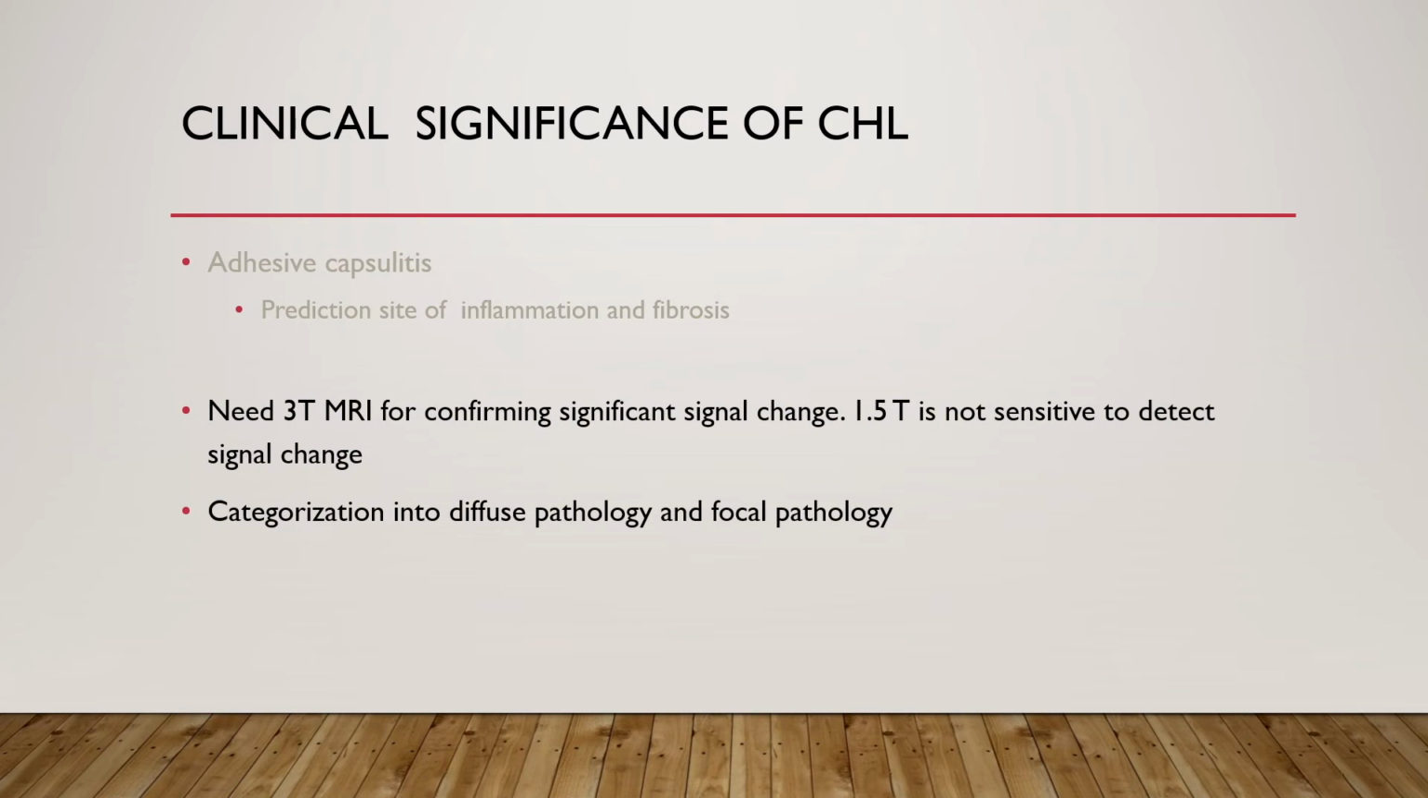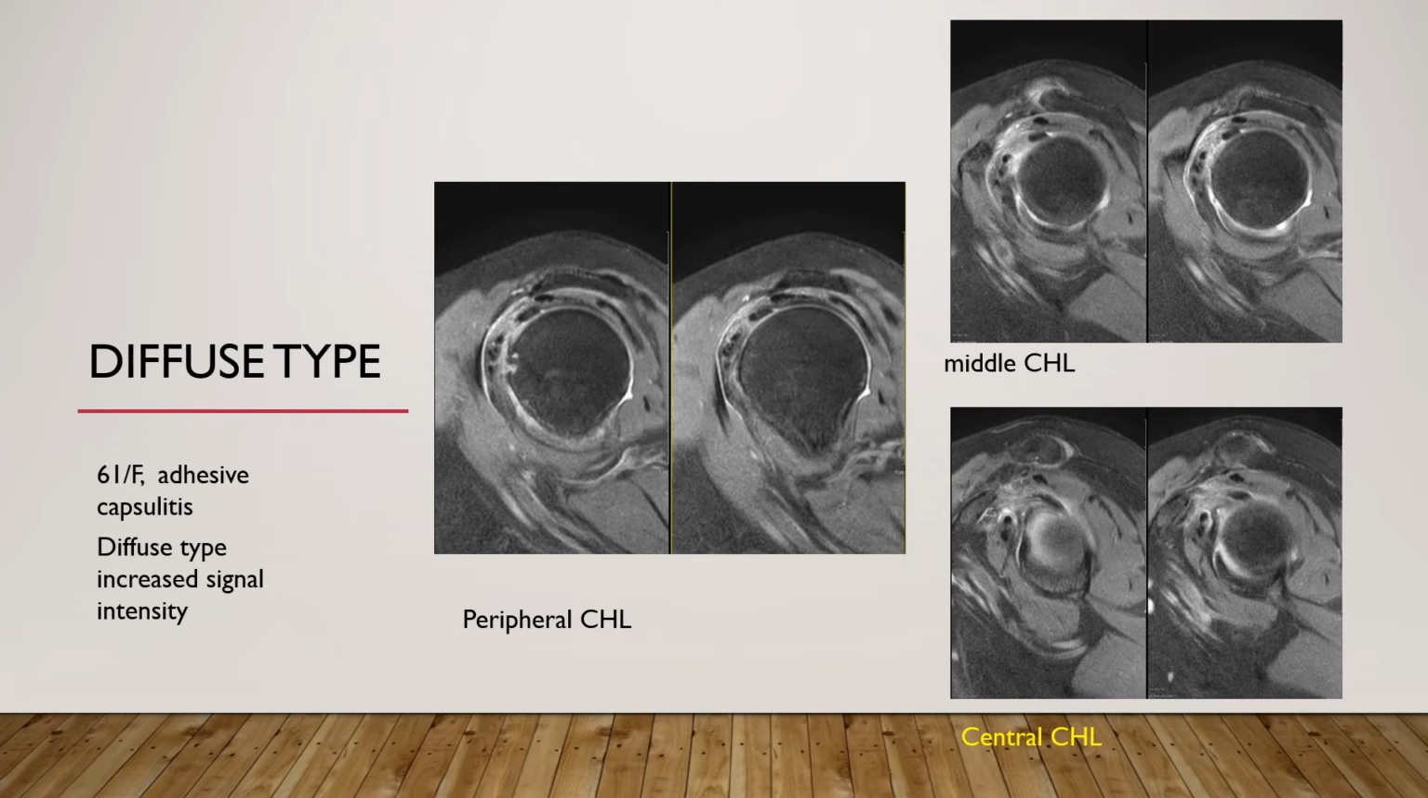In my experience, we need 3 Tesla MRI to detect a minor change of ligament signal, and low Tesla MRI is not sensitive to detect the signal change of the coracohumeral ligament. I want to categorize the pathologic area into diffuse or localized type. This is a case of diffuse type.